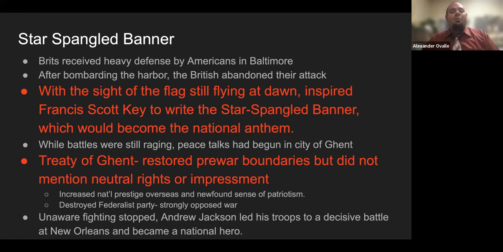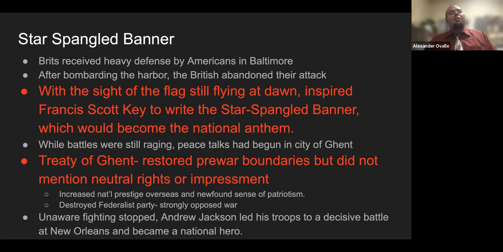While battles were still raging, peace talks had begun in the city of Ghent in Europe. It's called the Treaty of Ghent, and that ends the war, restoring pre-war boundaries, but did not mention neutral rights or impressment. Impressment is where the Brits were seizing, kidnapping Americans and taking them back to join the British Army. That's impressment. The treaty did not say anything about that.